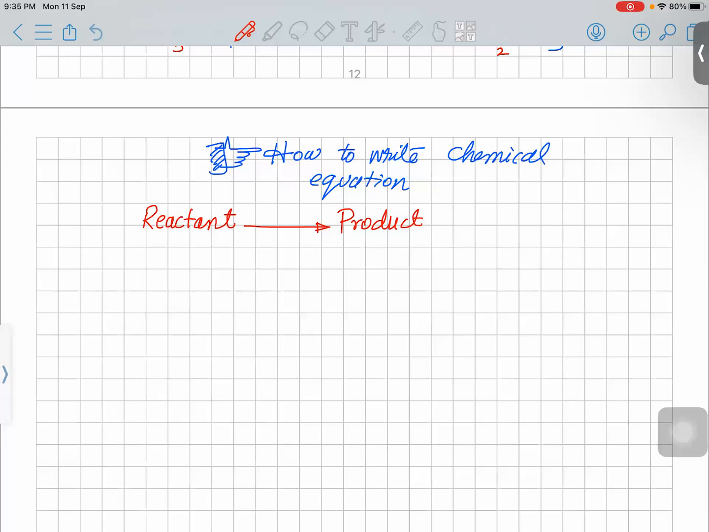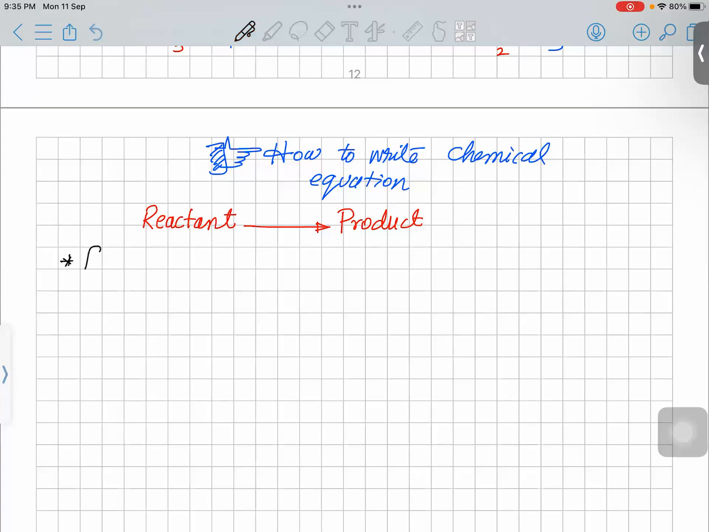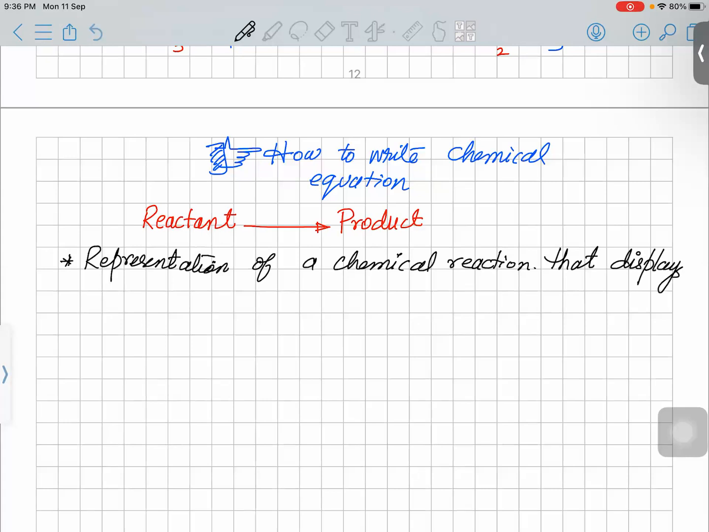इट इज द रिप्रेजेंटेशन ऑफ अ केमिकल रिएक्शन. सो भाई व्हाट इज केमिकल इक्वेशन? रिप्रेजेंटेशन ऑफ अ केमिकल रिएक्शन. किसी भी रिएक्शन को जाहिर करना केमिकल इक्वेशन कहलाता है. Representation of a chemical reaction is called chemical equation that displays reactant and product with chemical formula.